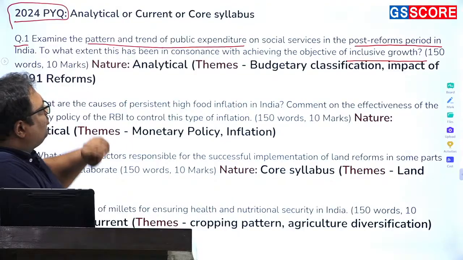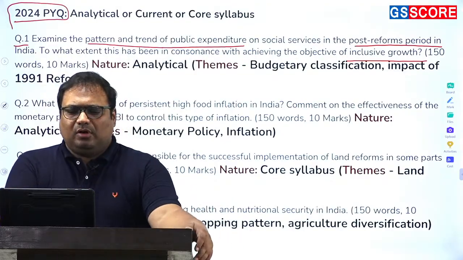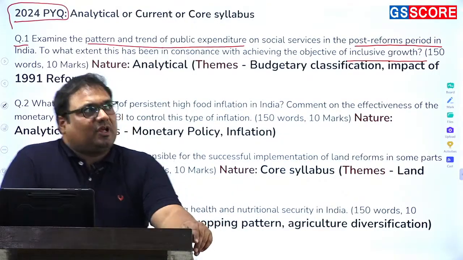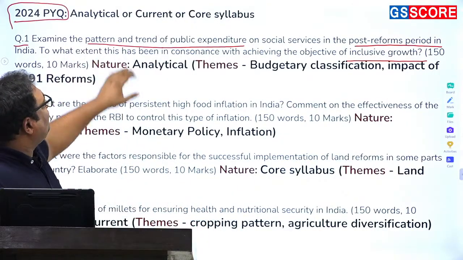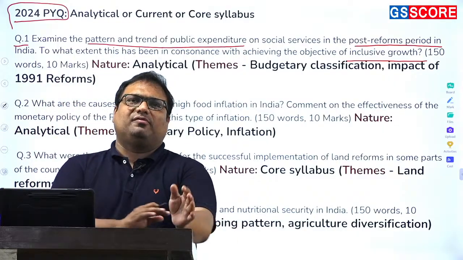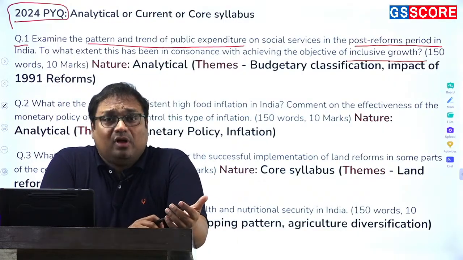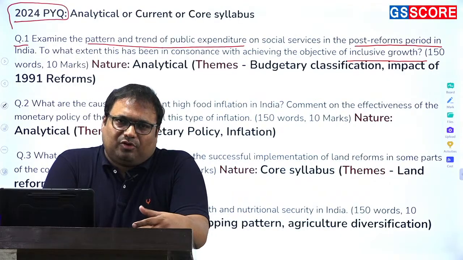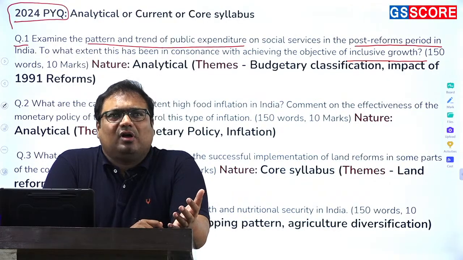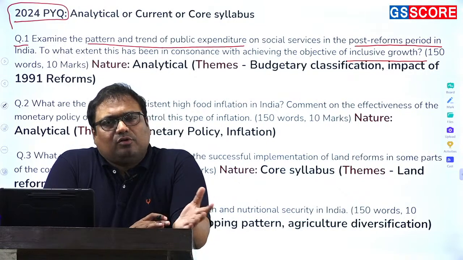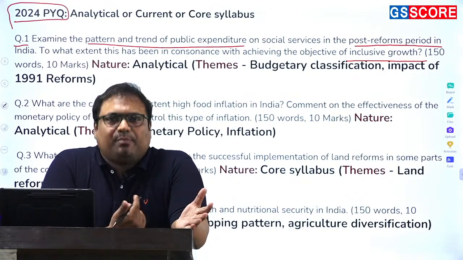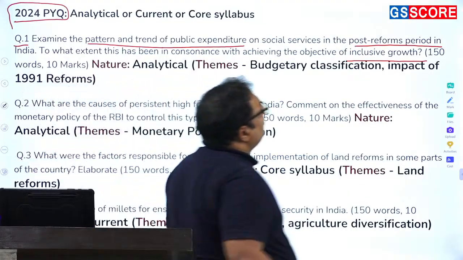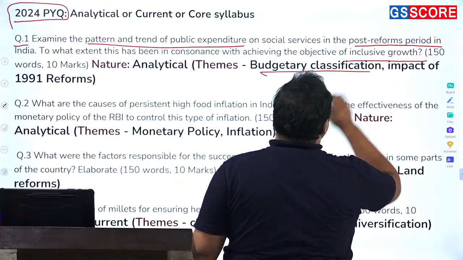So in this question, first of all, the important theme is budgetary classification, because they are asking about the nature and trend of public expenditure. For example, if earlier the government was spending more on subsidies, today the government is spending more on infrastructure, today the government is spending more on, let's say, capital expenditure. So that change in pattern you have to analyze. This is about budgetary classification. Okay, so that is one of the themes here.